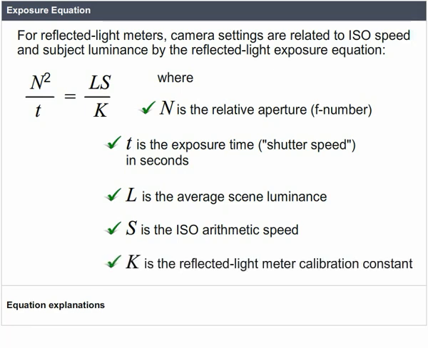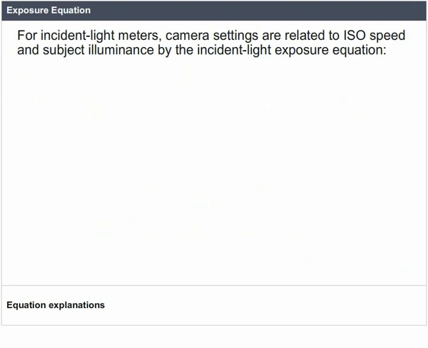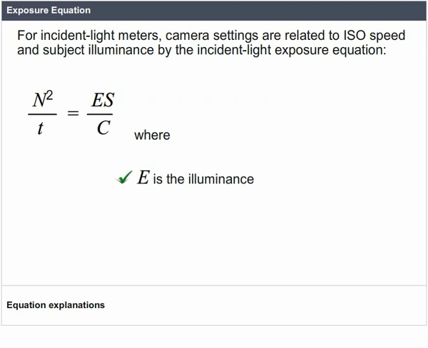For incident light meters, camera settings are related to ISO speed and subject luminance by the incident light exposure equation. N squared by T equals ES by C, where E is the luminance, C is the incident light meter calibration constant. Illumination. Use in illumination.